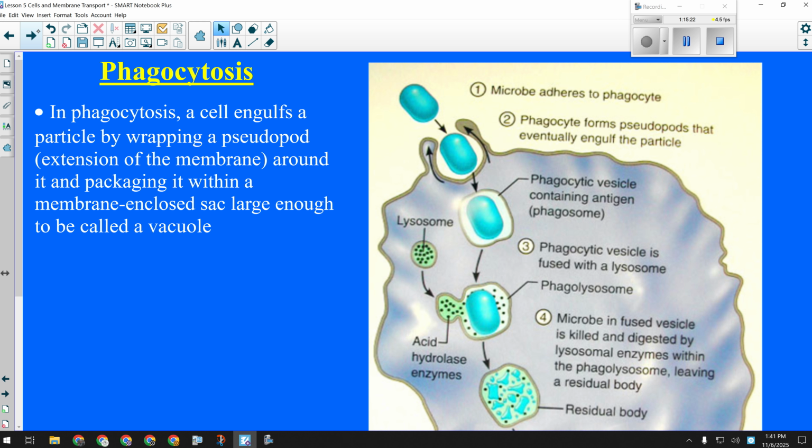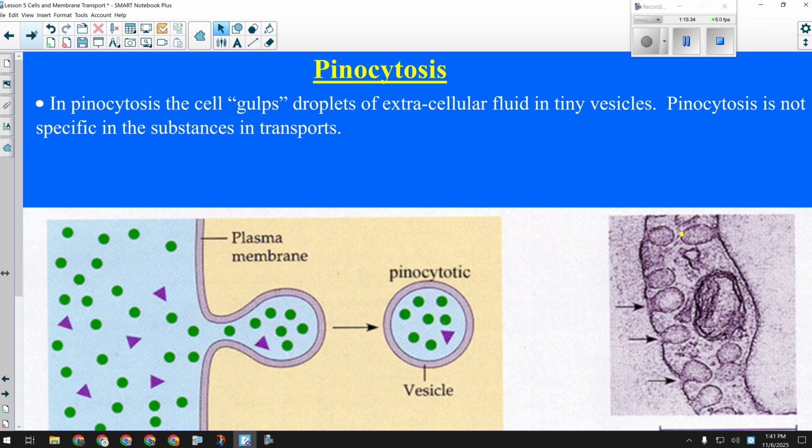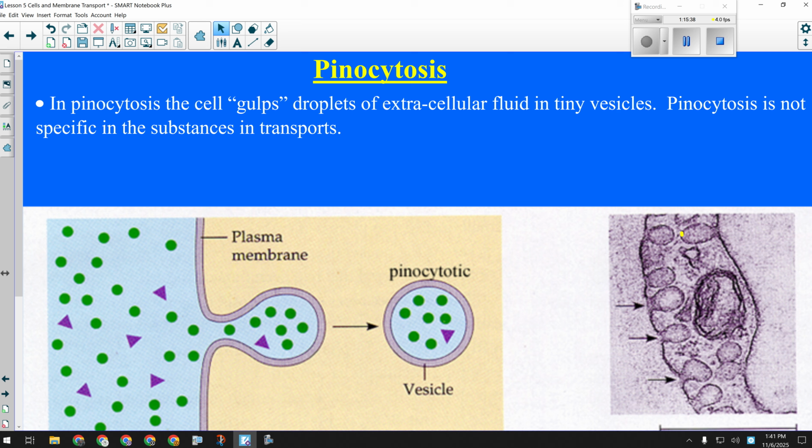Okay, and then pinocytosis, gulping of fluid surrounding the cell. Okay, this is what that looks like under an electron microscope. So you can actually see all those little kind of cups that have just been pulled in, and it's just going to kind of pinch off there, and there'll be a little vacuole that'll come in that'll be full of water. Okay.